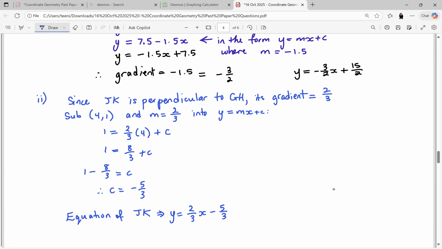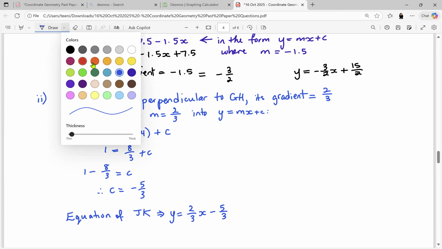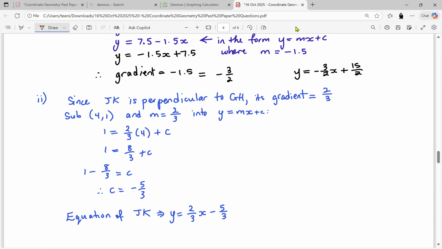Alternatively, you could have used the second method, which is substituting that point and the gradient into y minus y1 equals m times x minus x1, replacing y1, x1 with the coordinates of the point and m with 2/3. So let's work that out. It'll be y minus y1, in this case 1, m is the gradient, 2/3, x minus x1, which is 4.